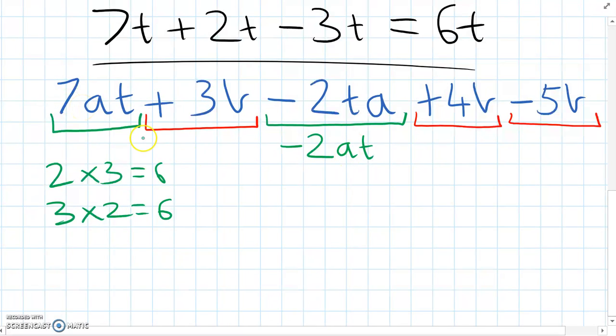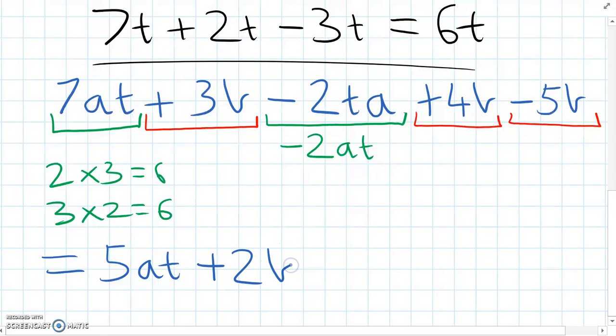So now let's group all our like terms together. We've got 7at, take away 2at. That means we have 5 groups of a times t. And we have 3b's plus 4b's. That's 7 times b. But then we're taking away 5b's. So that's take away. That leaves us with positive 2b's left over. And now we've simplified.